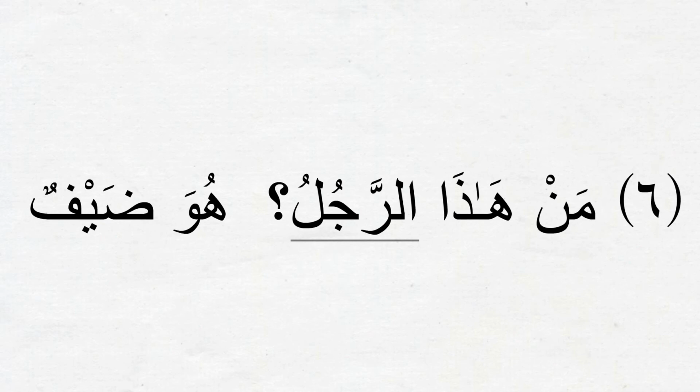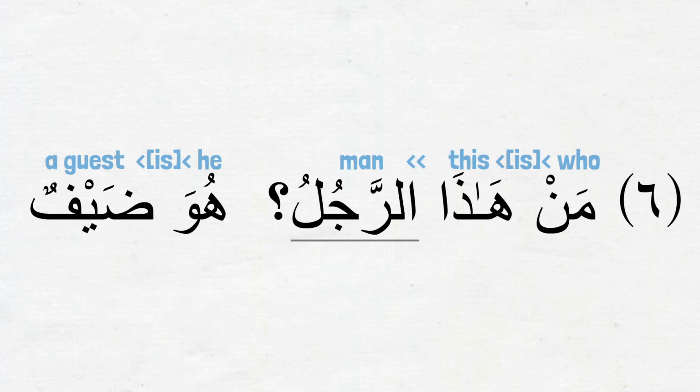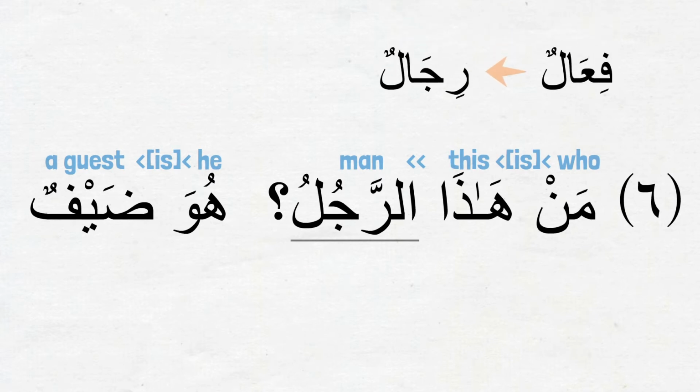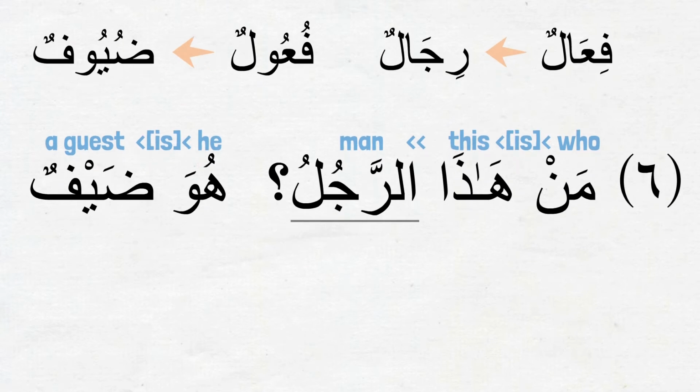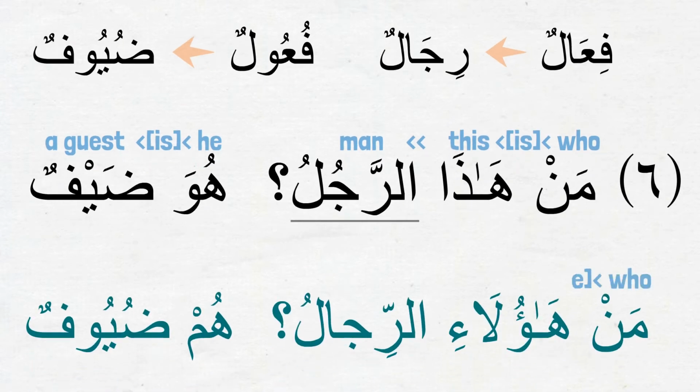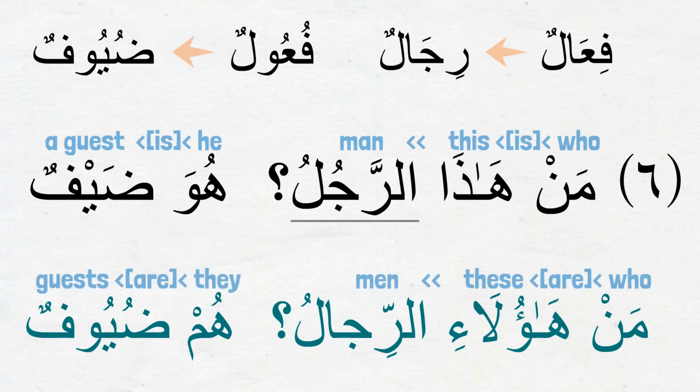Let's see what we have in part 6. من هذا الرجل؟ هو ضيف. Who is this man? He is a guest. We saw the same question in the مثال. The broken plural of رجل is رجال, which follows the pattern فعال. الرجل will then become الرجال. The plural of ضيف is ضيوف, so its pattern is فعول. Together, the plural version of this question and the answer will be من هؤلاء الرجال؟ هم ضيوف. Who are these men? They are guests.